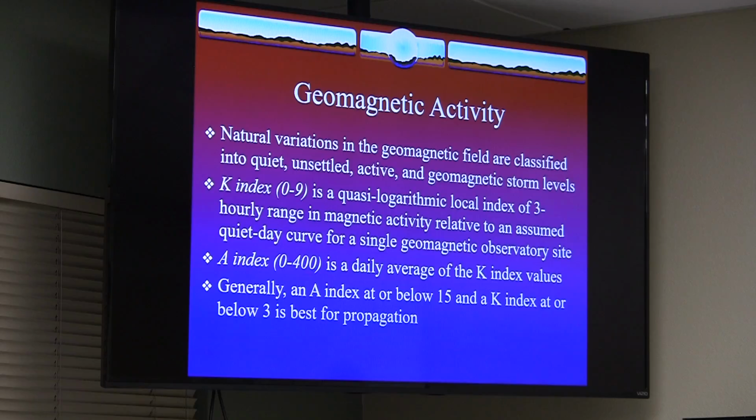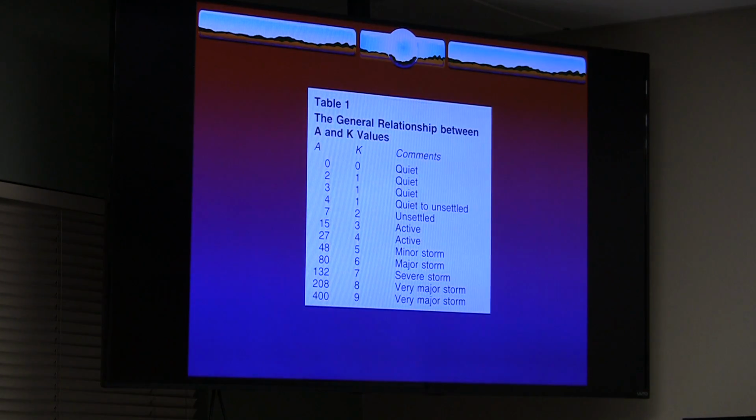And then there's an A index, which is the daily average of the K index. So the K index is what's happening now over a 3-hour range, and the A index is what's happened over the last day. So an A index below 15 and a K index at or below 3 is good for propagation. That's good to know, and you can see what the K's and A's are. There are even websites that'll put it at the bottom of your browser, little apps that'll do that. But the key is the lower the number, the better it is for talking, for DXing.